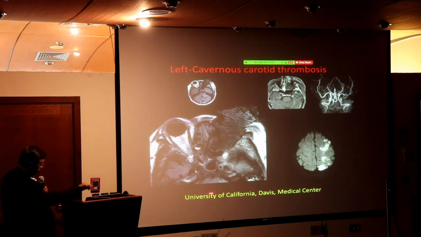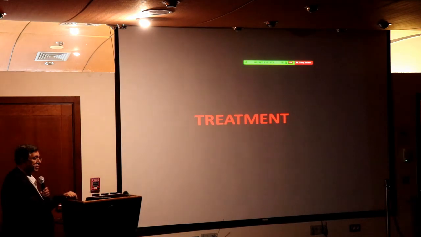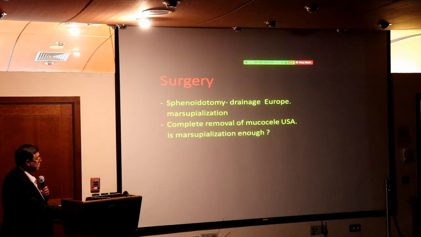This very nice paper from the University of California, Davis Medical Center, shows cavernous sinus thrombophlebitis secondary to fungal infection. Look at this carotid artery, thrombosed, compare it with this one. And because it is affected on the left side, there is ischemia. So what is the treatment of these mucoceles? Surgery, basically, whether it is microscopic or endoscopic. I am a microscopic man, but surgery for the sphenoid could very well be endoscopic, and as I said, it is the future of neurosurgery.